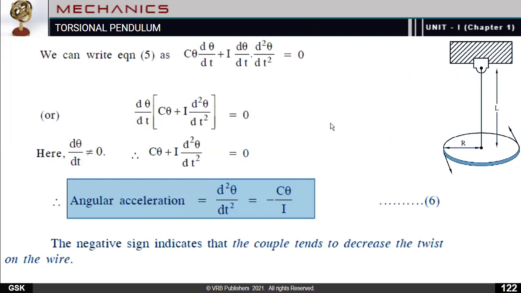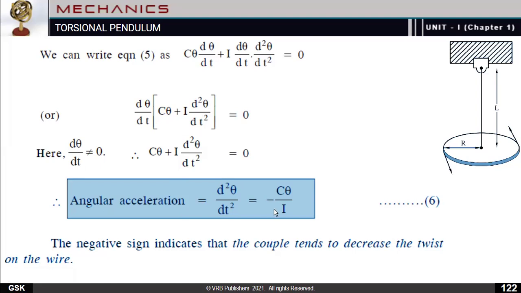Then in this term, what is common? d theta by dt is common. So d theta by dt, the remaining thing is C theta plus I d square theta by dt square is equal to 0. Here d theta by dt will not become 0. So the remaining bracket term will become 0. Bringing this term, we get d square theta by dt square, which is nothing but angular acceleration, is equal to minus C theta by I. So we got the angular acceleration.